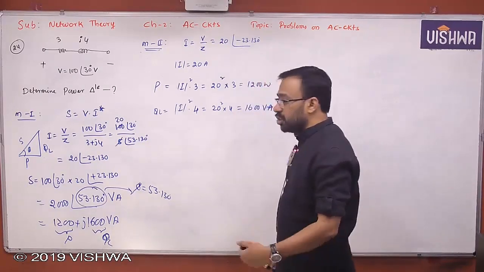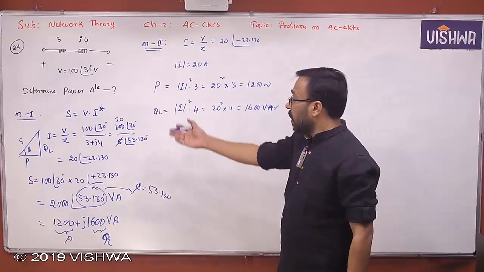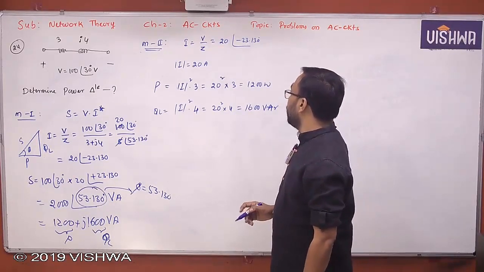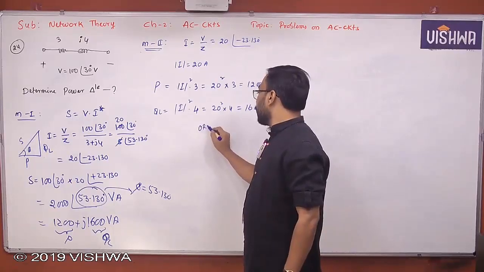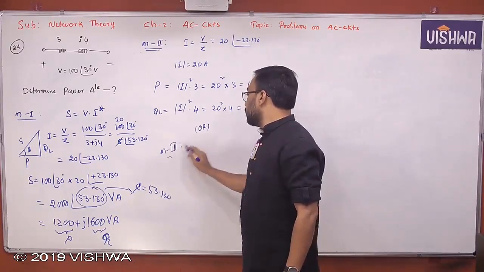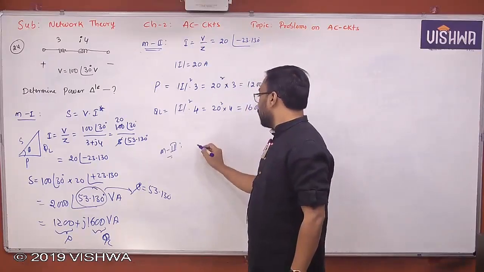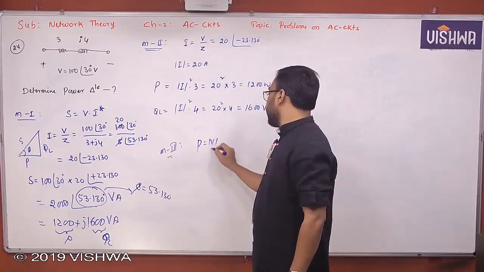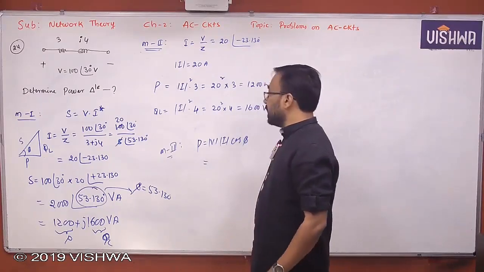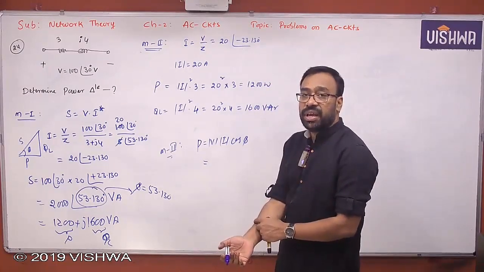So depending upon the situation, you can apply the formulas. You can go for this formula or that formula. Some people use method 3, P is equal to VI cos phi. First they find the V phasor and I phasor, then they can use VI cos phi.